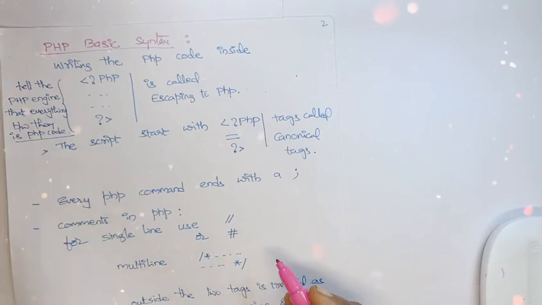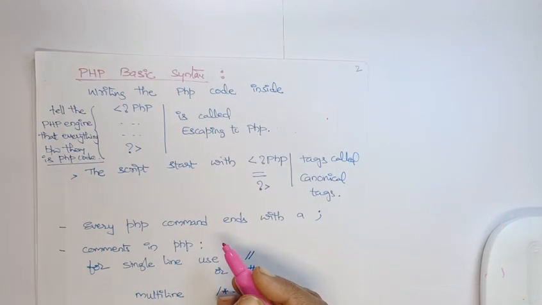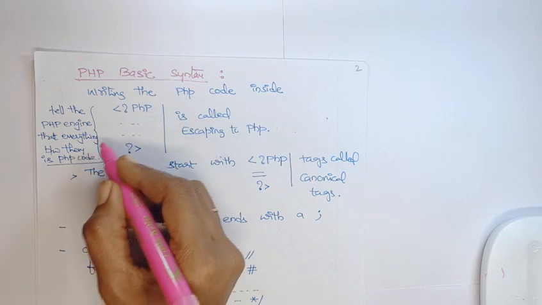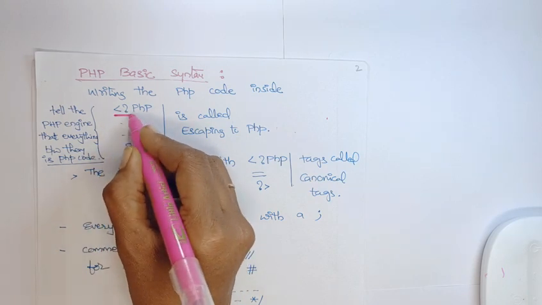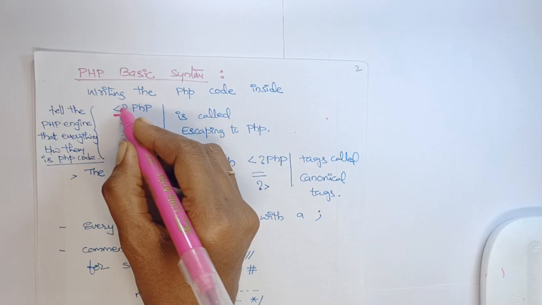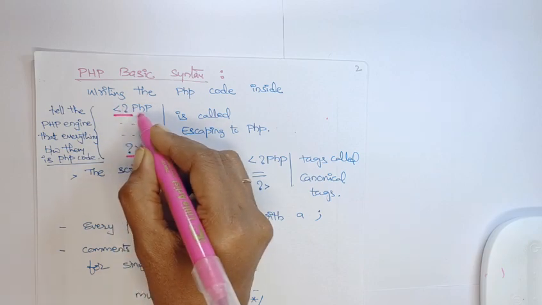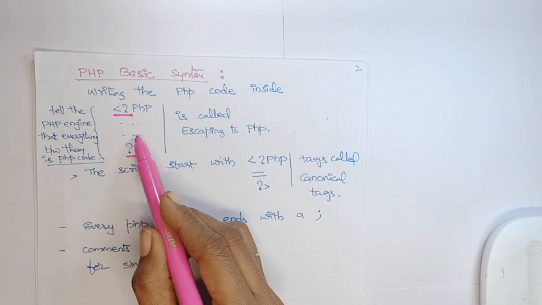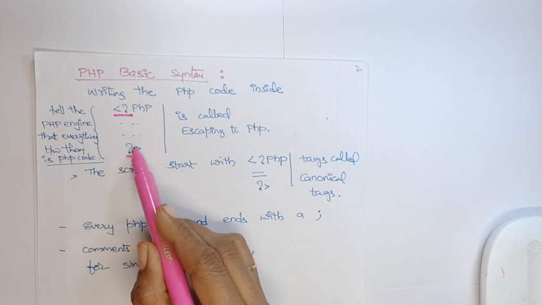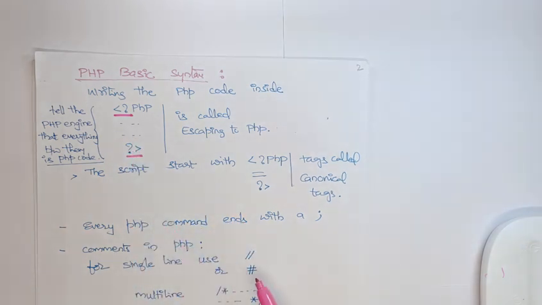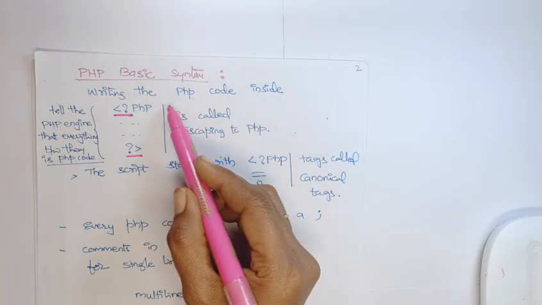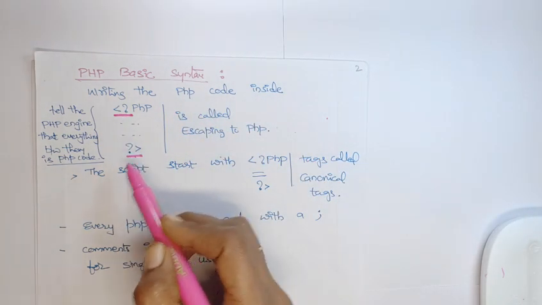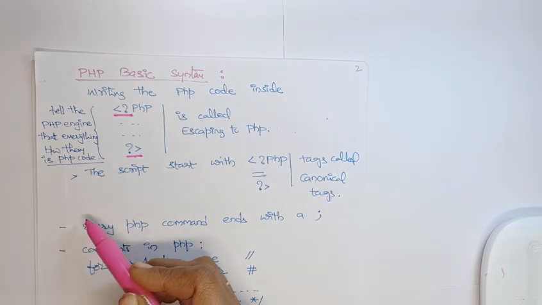Now we will see PHP basic syntax. Any PHP program we write in these symbols, these tags, are called canonical tags. Less than question mark PHP, and whatever code you want to write, you can write here, and again you need to use the question mark greater than symbol. So writing the PHP code inside these tags is called canonical tags.